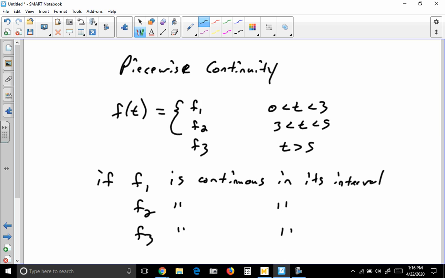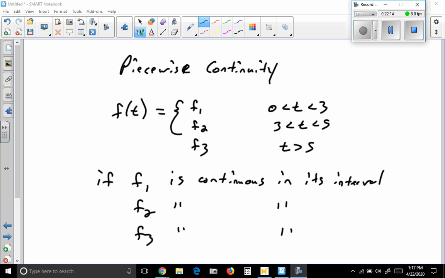And that's going to be important because when we do our transformation and we change this from a piecewise function to something that's no longer piecewise, we do have to have that continuity in order for that transformation to apply.